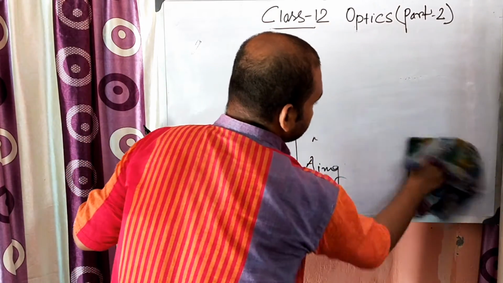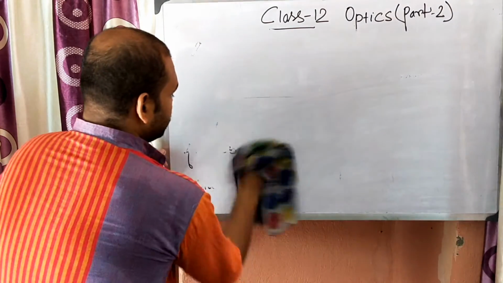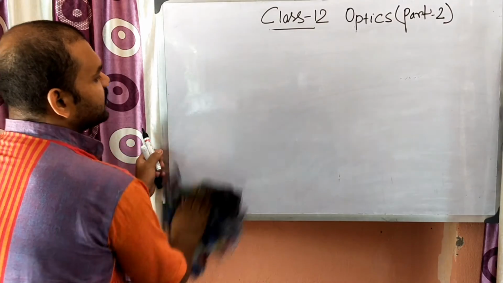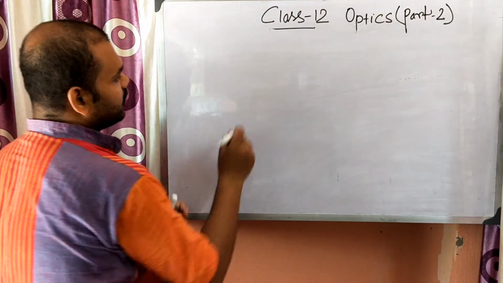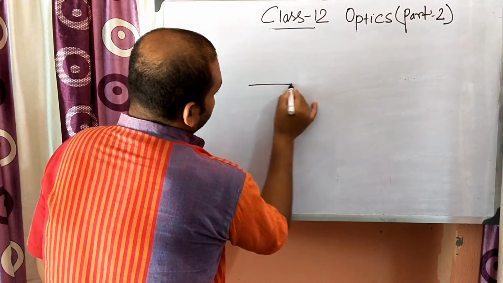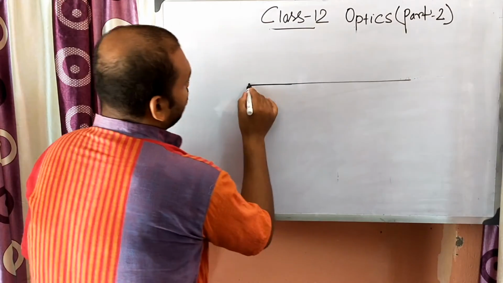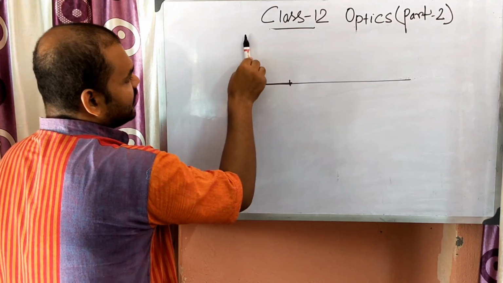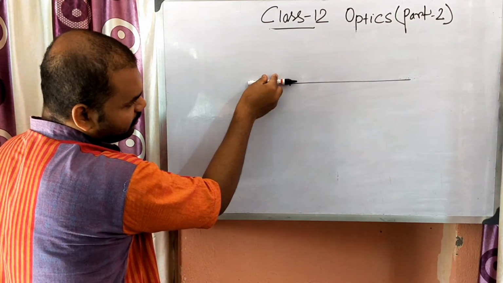Longitudinal magnification is when an object is placed on the principal axis longitudinally. Longitudinally means, suppose this is the principal axis and the object is placed here, not vertically, but in case of longitudinal placement.